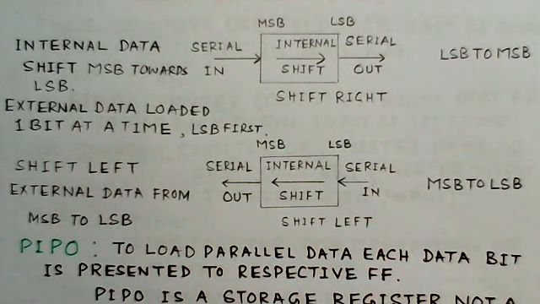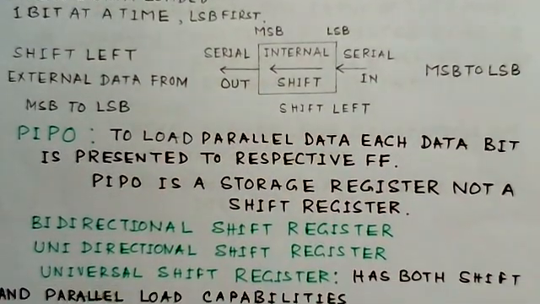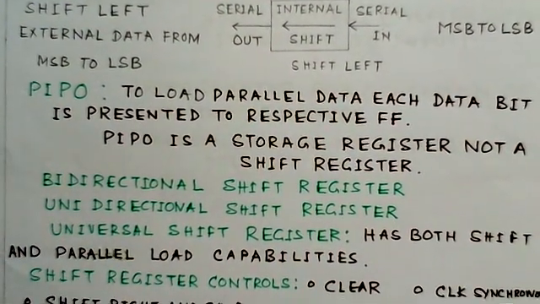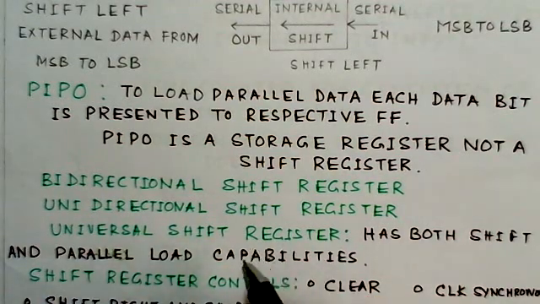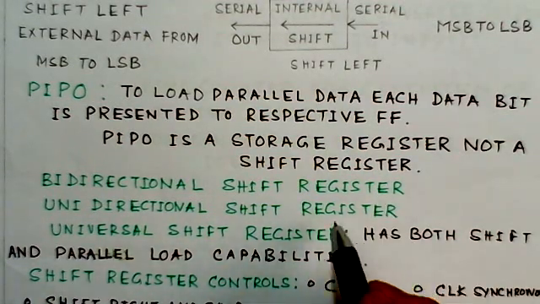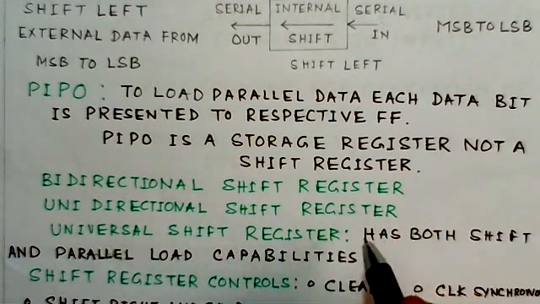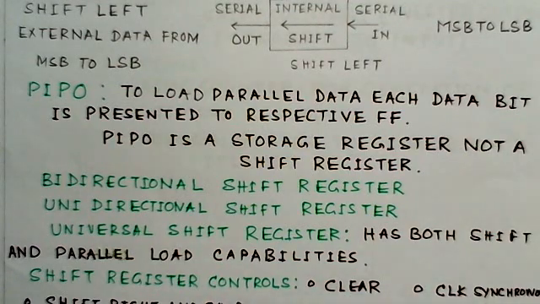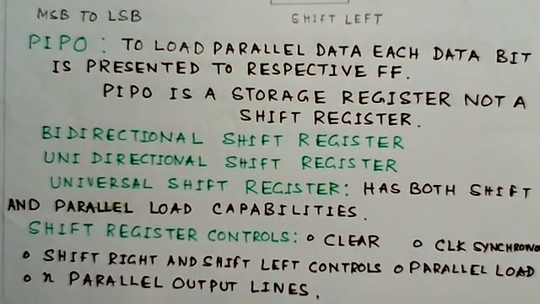Now the arrangement like parallel input, parallel output, the load to the parallel data bit is present to the respective flip-flops. So basically this parallel input, parallel output shift register is basically a storage register, not a shift register. Okay. Now we'll see various kinds of shift register, like bidirectional shift register, which can shift the data on either side, unidirectional shift register, and universal shift register, which has both the shift and parallel load capabilities. Okay, they can shift the data left or right and parallel load.